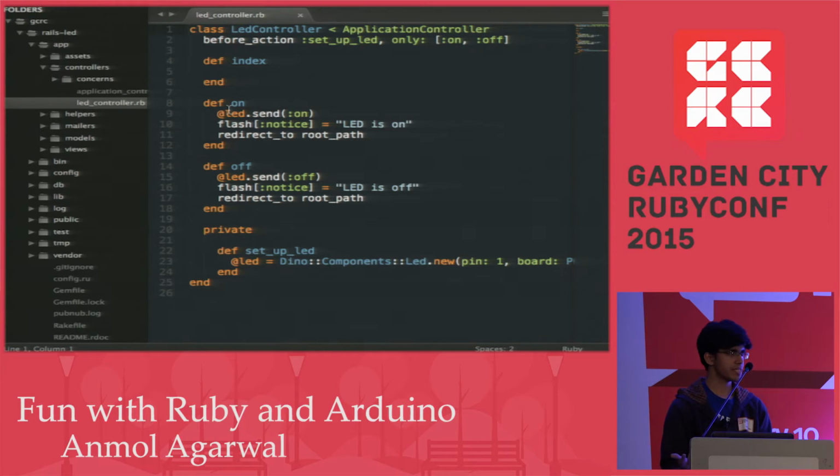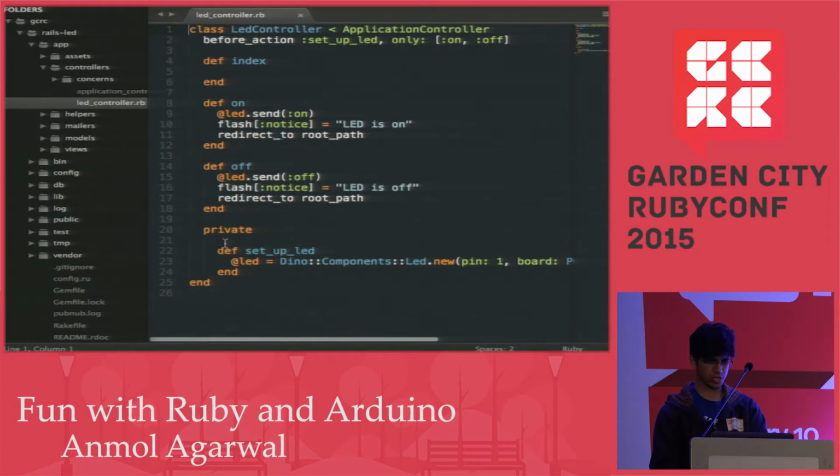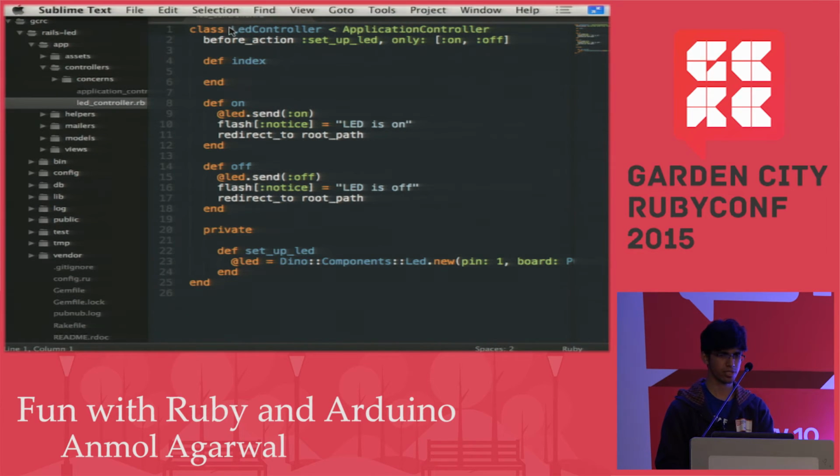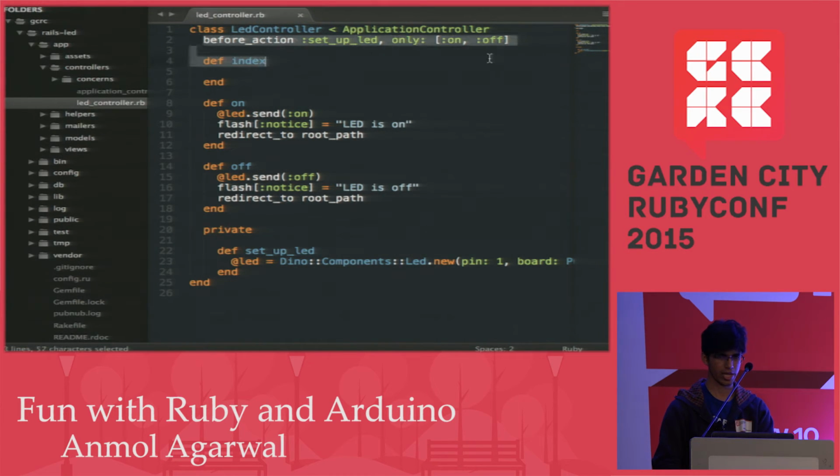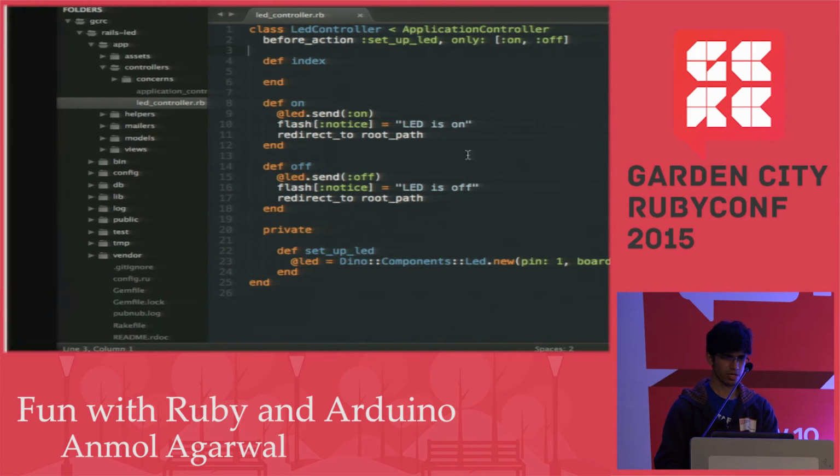When it's on, the LED is turned on, and we redirect to the root path. Same with the off. So the LED is turned off, and because the root path is the index page, the index action is what we'll be executing. And just at the last, we will see there's a private method called setup LED. Before turning on and off, we have to define the LED, and we do that with a before action here in the second line.